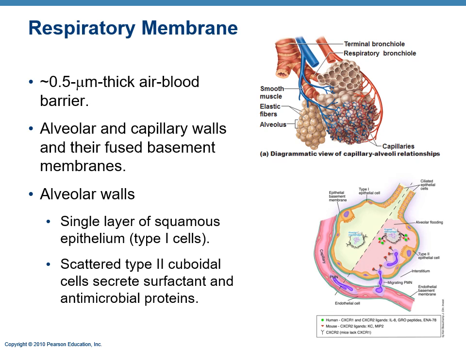So the alveolar and capillary walls and their fused basement membranes make up what's known as the respiratory membrane. The alveolar walls are only a single layer of extremely thin squamous epithelium, type 1 cells, and then scattered throughout are type 2 cuboidal cells, which secrete surfactant, which is almost like dish soap, and prevents the alveolar walls from collapsing in on themselves, similar to how you wouldn't want a balloon to completely deflate because then it just collapses, as well as antimicrobial proteins because we want this area to be sterile, otherwise we have pneumonia.